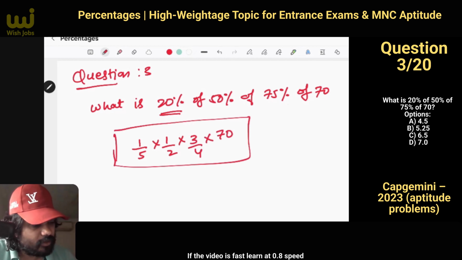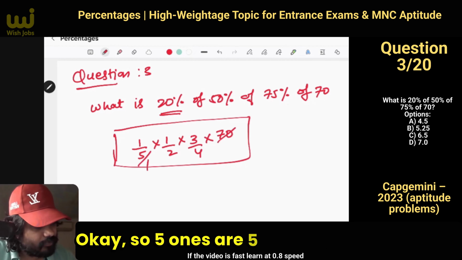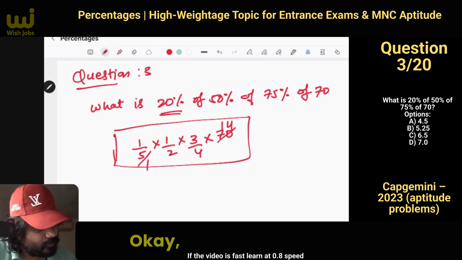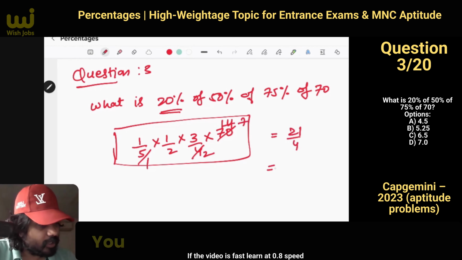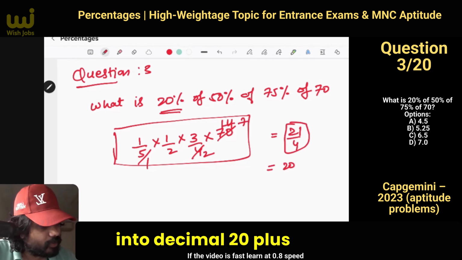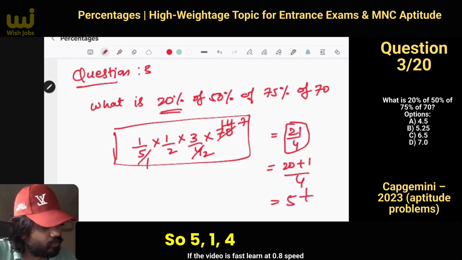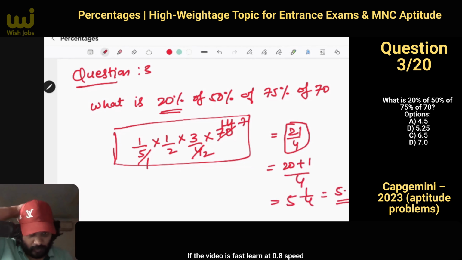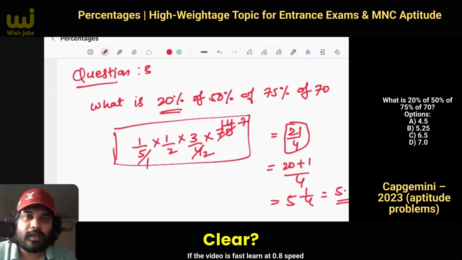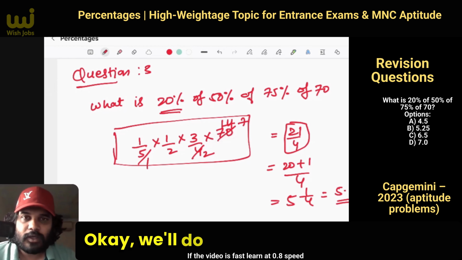Just need to calculate. Okay, so 5 1s are 5, 5 4s are 20. Okay, 2 2s are 4, 2 7s are 14. So it will be 21 by 4. Again, you need to convert the fraction into decimal. 20 plus 1 by 4. So 5 1 by 4 or 5.25 should be your answer. Okay? Clear? Yeah, clear.